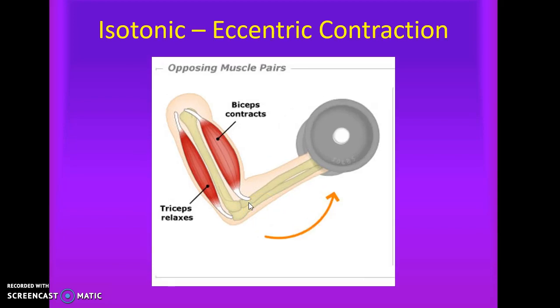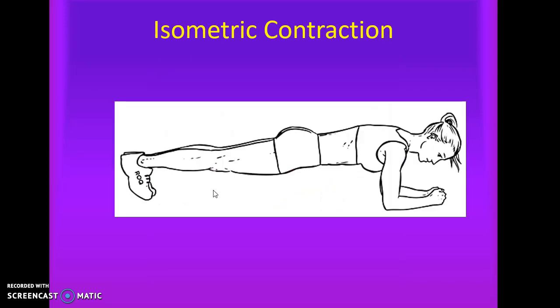Isotonic contraction in its eccentric form is when the muscle lengthens during contraction. For example, the triceps brachii during the upwards phase of a bicep curl. This is the antagonist in this, therefore it relaxes. Next is isometric contraction. This is when the length of the muscle does not change during contraction but still contracts nonetheless. For example, the rectus abdominis during a plank.